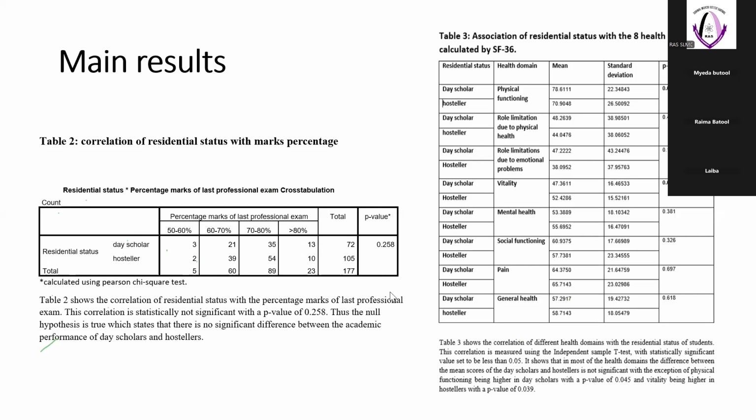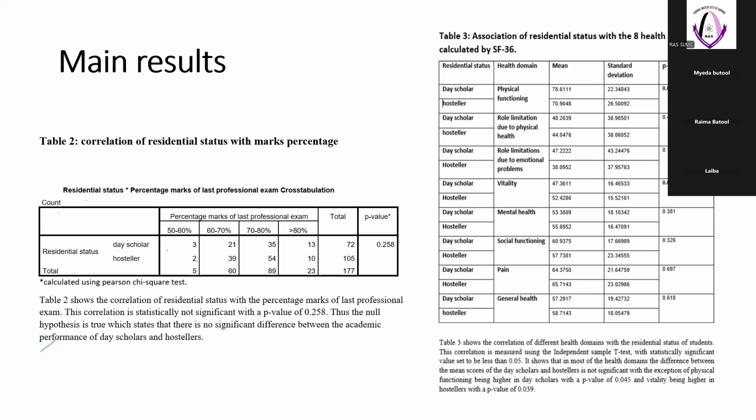Yeah, less than 0.05, yes. So let me explain, this might need some explanation. The p-value is the probability value, and it states that there is this percent chance of this association happening by chance. So if we say that the residential status and the marks percentage, or in this case academic performance or academic status, have an association, then there's this p-value. In this case, the p-value is 0.258. Okay, so this is 25.8%.